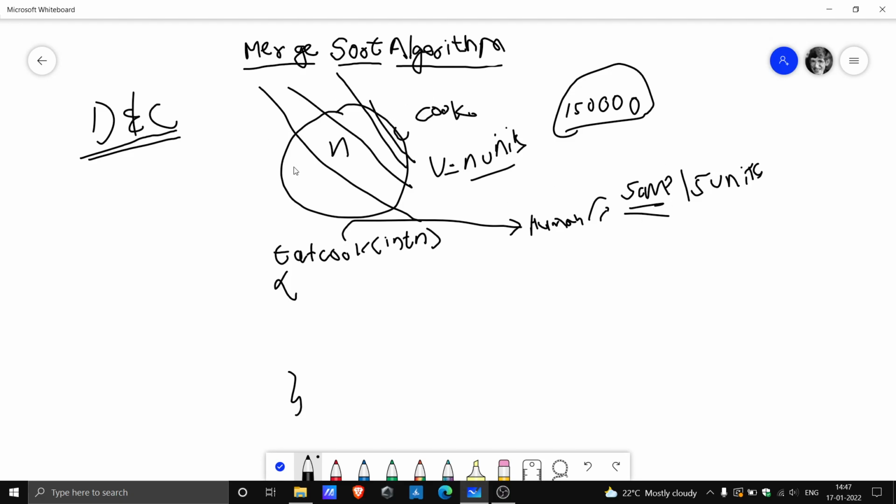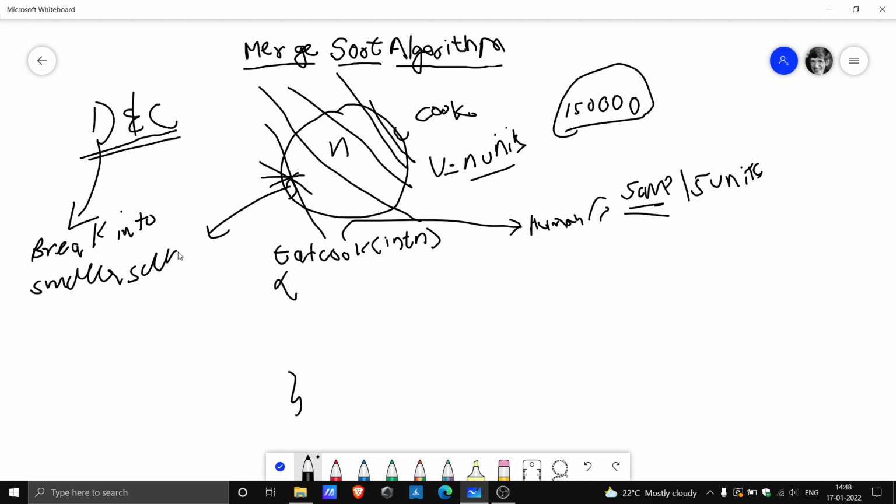So we keep on breaking the cookie. Let's say we have a really huge knife, and we keep on breaking this cookie continuously, and we get this really small portion which we can actually eat. That's what the intuition behind divide and conquer is. So in the divide step, we break this really huge problem into smaller sub problems.